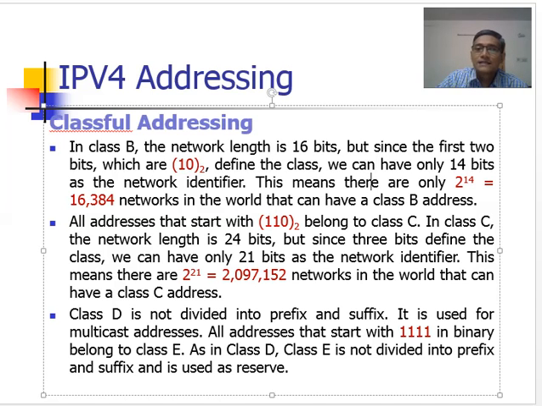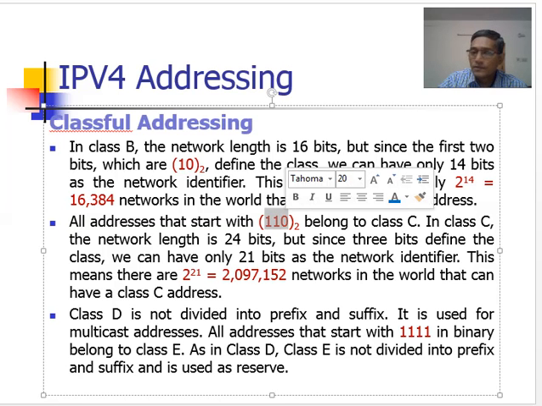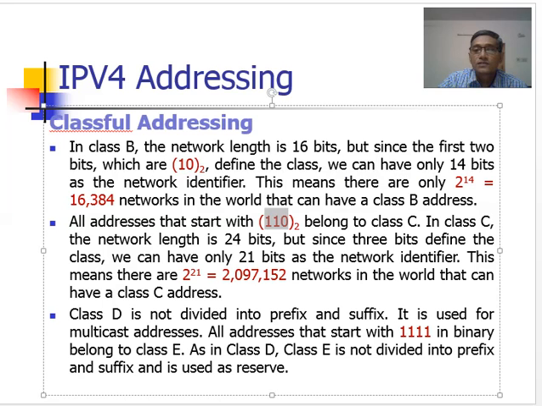Class C addresses, the prefix is 110. Actually, the total network bits assigned for a class C address is 24 bits. Only 8 bits are used for the host or node. So in that 24 bits, the first 3 MSB bits are 110. So the remaining 21 bits will be used for the network identifier. So 2 power 21 is equal to 2,097,152 networks possible around the world in class C address.